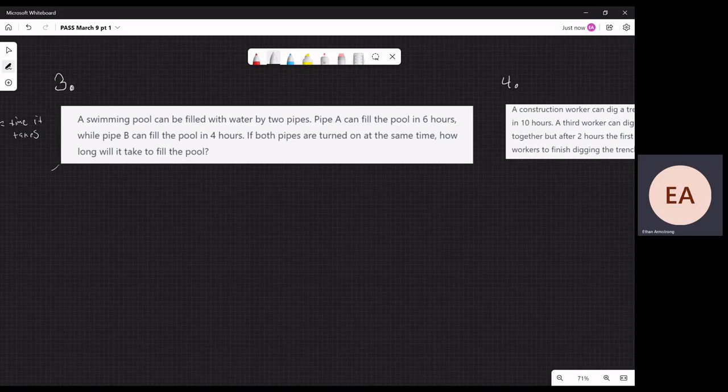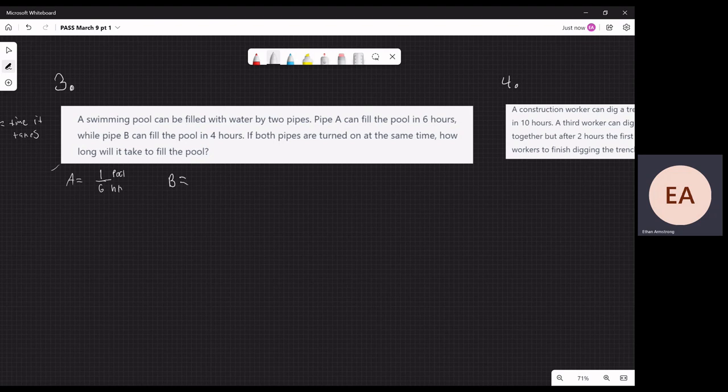Next up, we have a word problem. A swimming pool can be filled with water by 2 pipes. Pipe A can fill the pool in 6 hours, while pipe B can fill the pool in 4 hours. If both pipes are turned on at the same time, how long will it take to fill the pool? So for pipe A, its rate would be 1/6. And that would be, the units for that would be, it could fill 1/6 of the pool every hour.